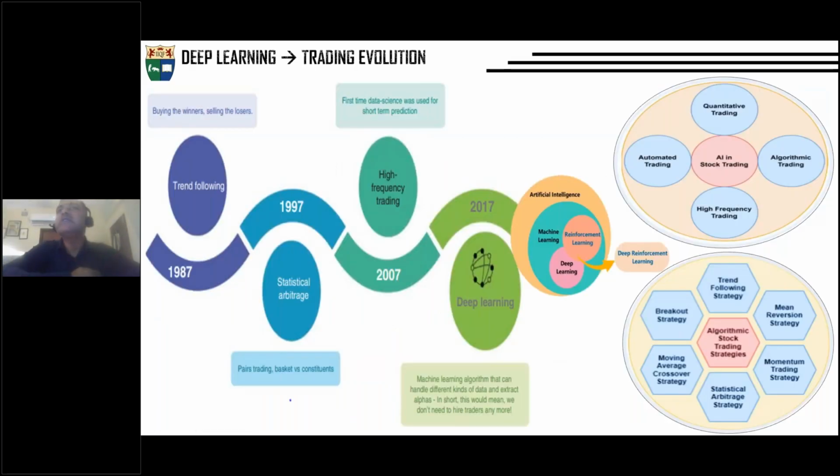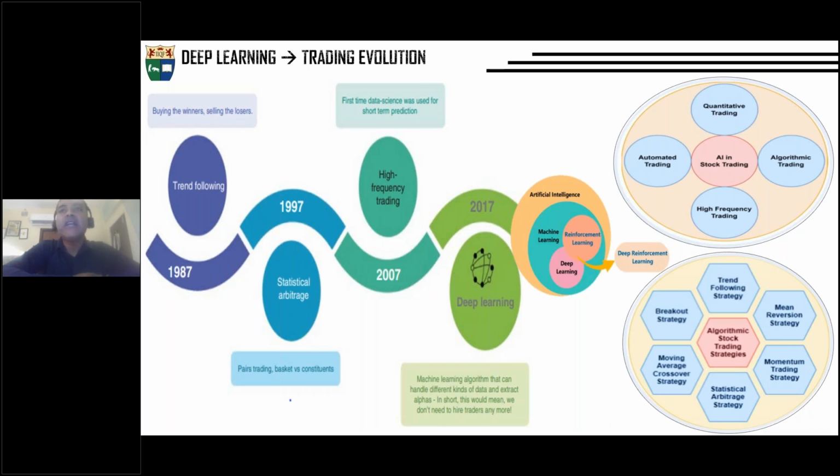So before we go to use cases, this is just evolution, right? Previously, when it comes to our investment and trading applications within the quant finance problems, we used to follow some kind of problems which are simplistic in nature, like momentum based strategy, trend following trading strategy, mean reversion strategy, even statistical arbitrage strategy, moving average crossover strategy, or breakout strategy. So these are the strategies we used to follow.